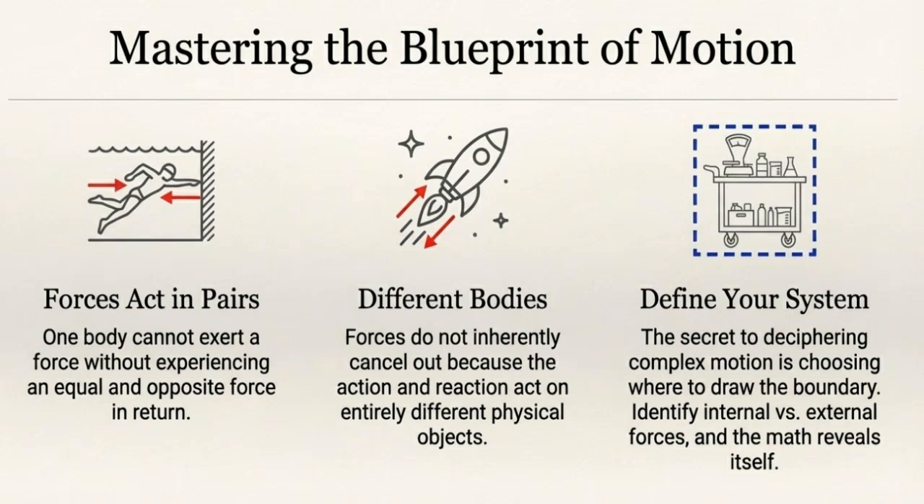To wrap up, remember that understanding motion comes down to three key ideas. Forces always come in pairs, meaning that whenever one object pushes or pulls, there's an equal and opposite force acting back. These forces affect different bodies, so they don't just cancel each other out. And the most important part is defining your system clearly. By choosing where you draw the boundary, you can distinguish internal forces from external ones, which makes analyzing complex motion much simpler and the math clearer. This basic framework is what helps us make sense of how things move in the real world.